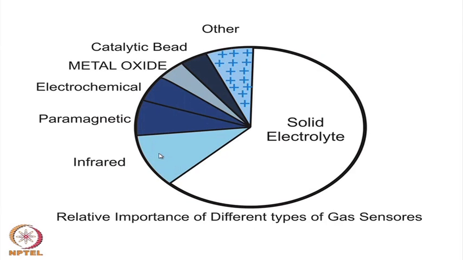So, I think we have come to the close of our discussion with this, to say that this is the kind of distribution of different kinds of sensors. Solid electrolyte sensor, the zirconia sensor, is the maximum, and then you have metal oxide sensors here, catalytic bead sensors, electrochemical sensors, the liquid electrolyte sensors; these are not of course solid electrolyte sensors. Paramagnetic sensors are also available, infrared sensors are also available with different gases and many others. But you can see the zirconia sensor is the largest volume of sensors available in the industry.